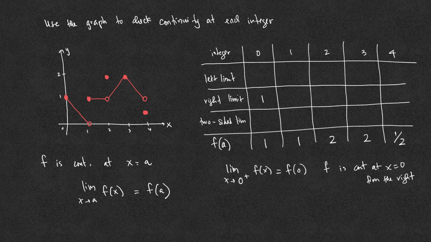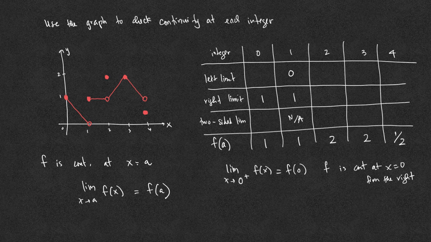When x equals 1, the limit as x goes to 1 from the left-hand side is 0. The function is approaching y equals 0. On the right-hand side, the function is approaching 1. The limit as x goes to 1 from the right-hand side is 1. And so the two-sided limit does not exist, and we would say that the function is not continuous at x equals 1.